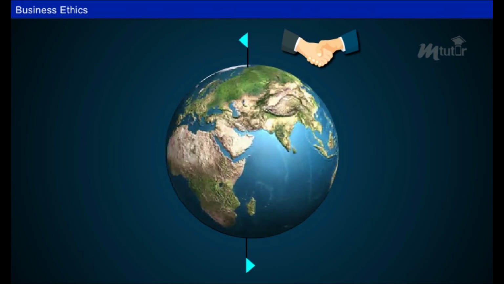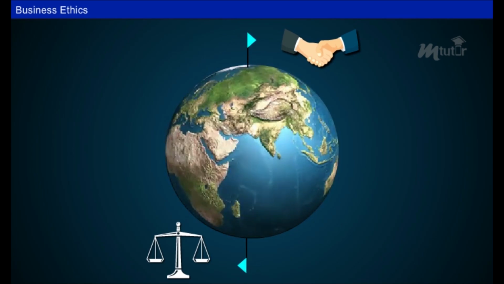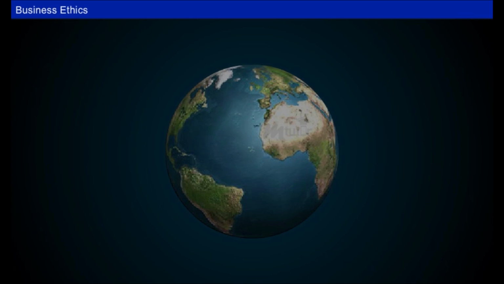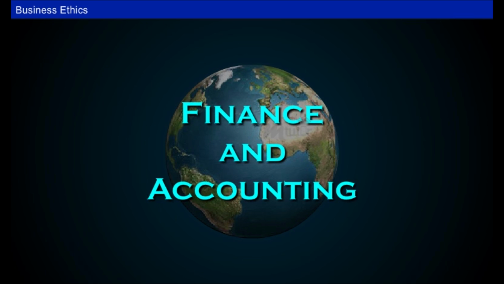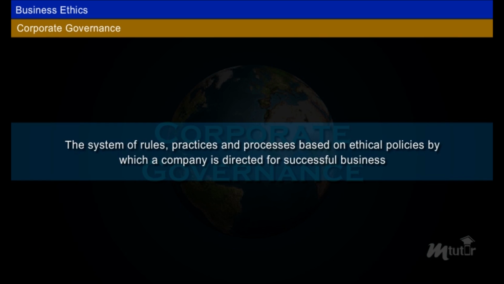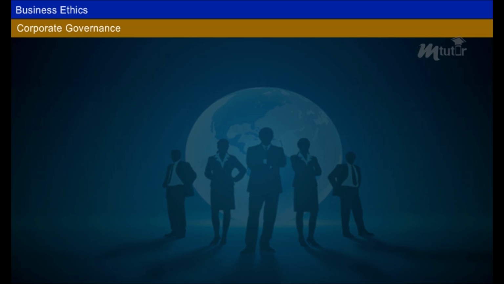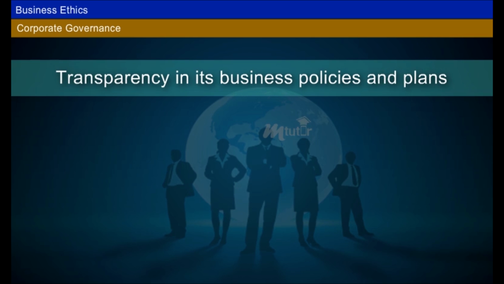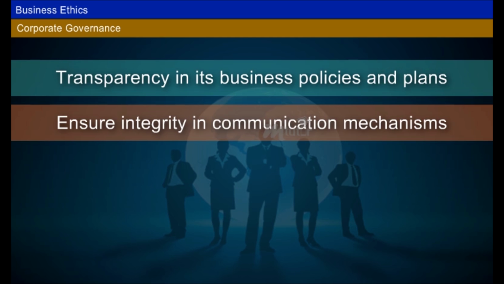But the misconception that business and ethics are poles apart and do not go together is itself a big ethical issue. In business, the major global ethical issues are governed by corporate governance, finance and accounting, and corporate social responsibility. Corporate governance is the system of rules, practices, and processes based on ethical policies by which a company is directed for successful business. Corporate governance must observe transparency in its business policies and plans, and ensure integrity in communication mechanisms.